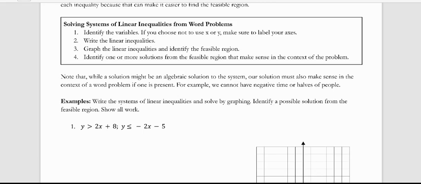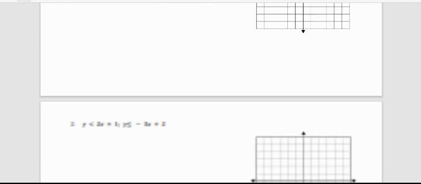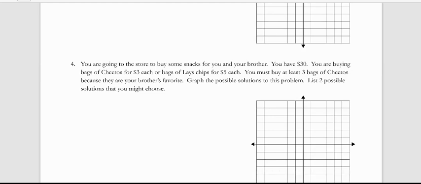All right, we're gonna do part two. We're gonna do solving systems of linear inequalities from word problems. Okay, so let's go find a word problem down here that we can do.